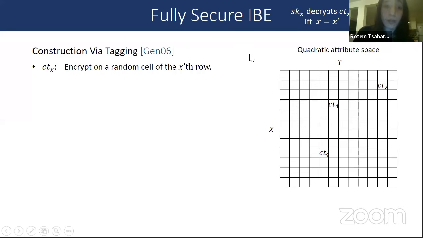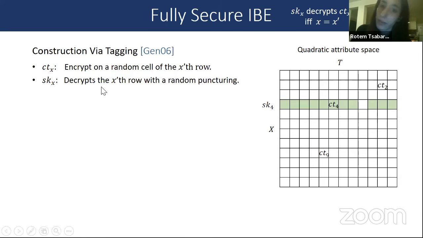Now, when we want to generate a decryption key, the decryption keys are associated with attributes, so we need to generate something that is allowed to decrypt the entire row, because we don't know on which tag the ciphertext is going to be. So we do something that is almost like this. When we want to generate a secret key for some X, we generate the key that can decrypt the entire row, except for some random tag that will be like a punctured point of this secret key. So again, we randomly choose another tag independently, and then we generate a key that can decrypt the entire row except for this specific one.